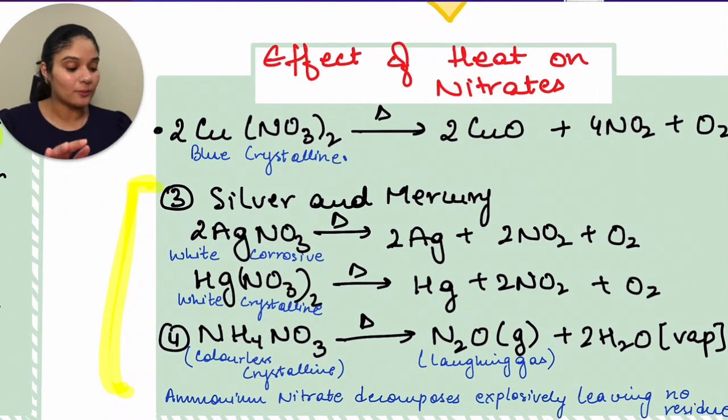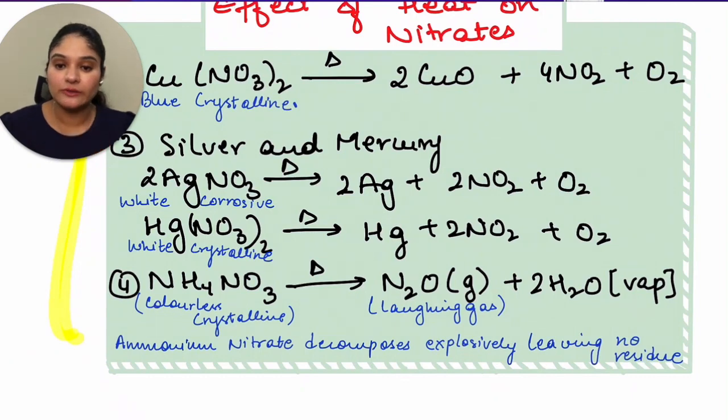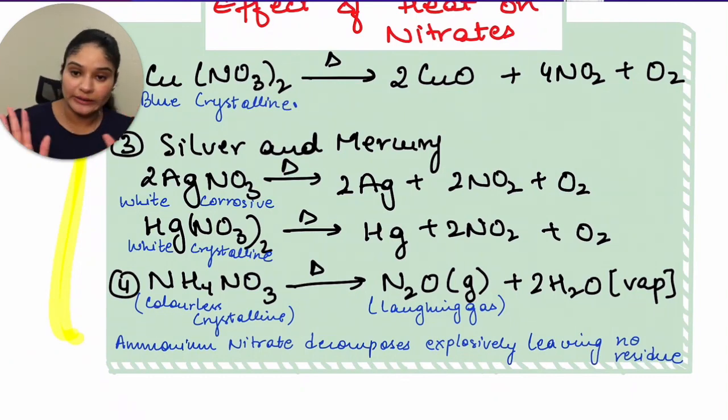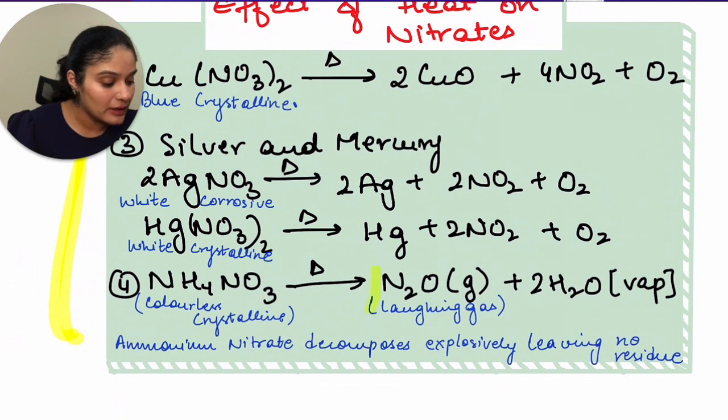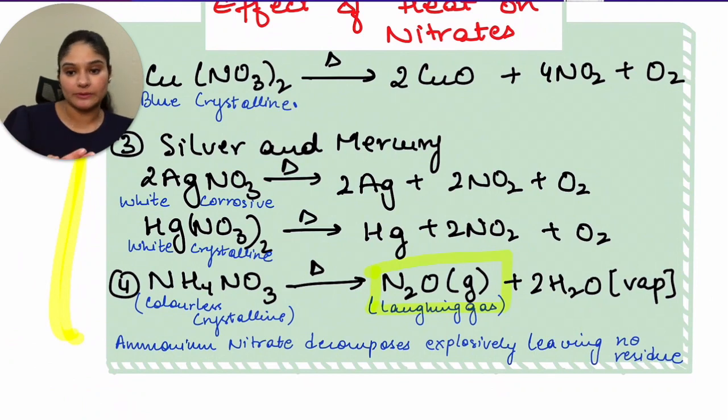Okay students, now let's come to silver and mercury. Silver nitrate will give you Ag only, no oxides: Ag, NO2 plus oxygen. Same thing with mercury nitrate: it will give you mercury, nitrogen dioxide, oxygen. And the last one is ammonium nitrate. Ammonium nitrate will decompose into N2O, which is laughing gas. Instead of giving NO2, you get N2O plus water vapors. Ammonium nitrate decomposes very explosively, leaving no residue. Everything comes out as a gas. A part of it turns into laughing gas and a part of it turns into water vapors.